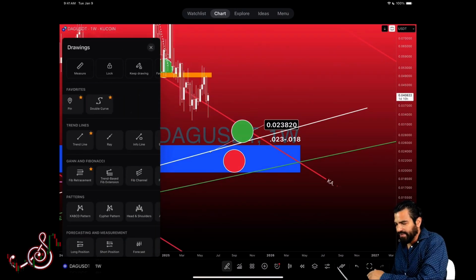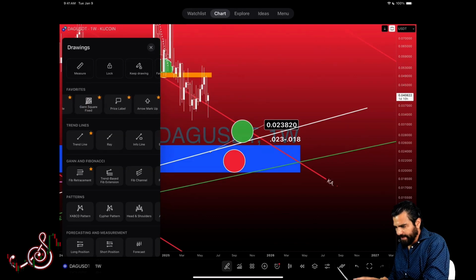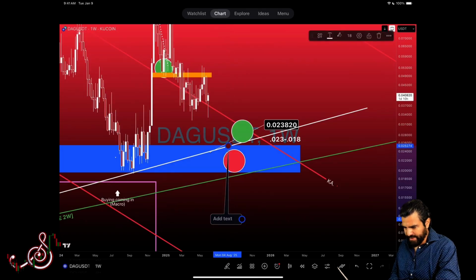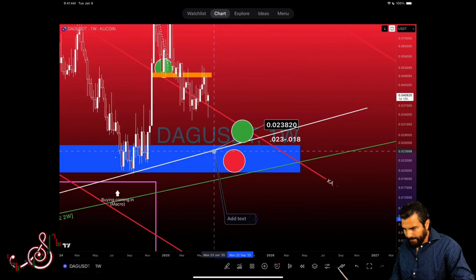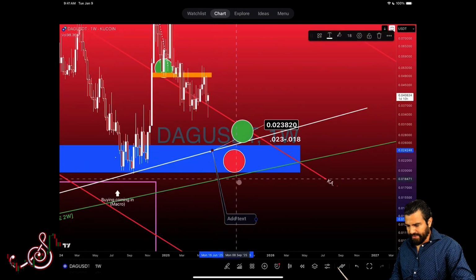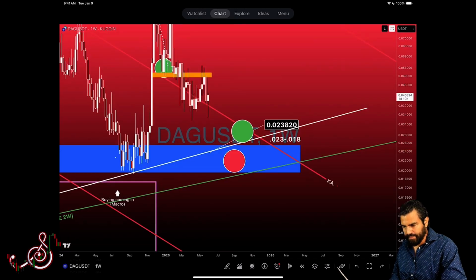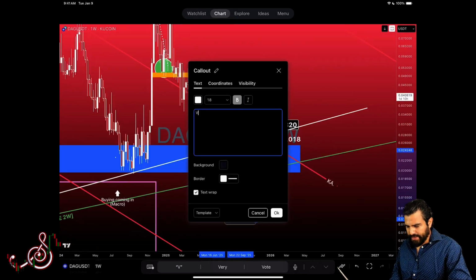So I'm going to put a little callout, and I'll put the range for the vortex. It's about right there, yeah, in this block. So we're already over the vortex. So I'm going to put vortex window.